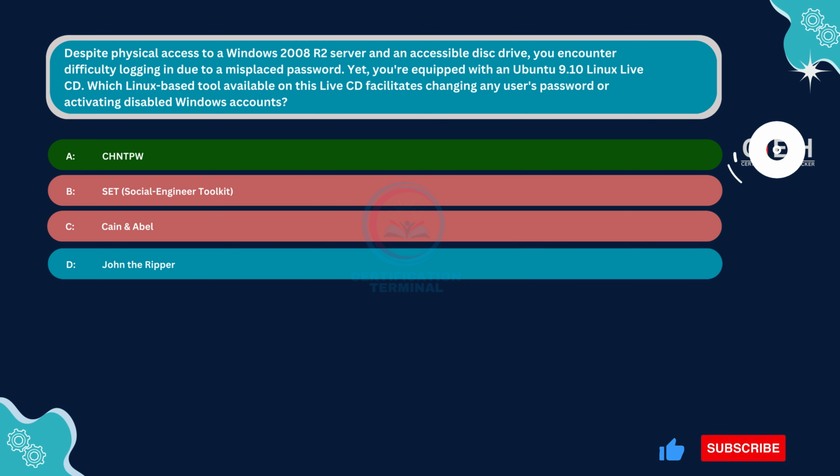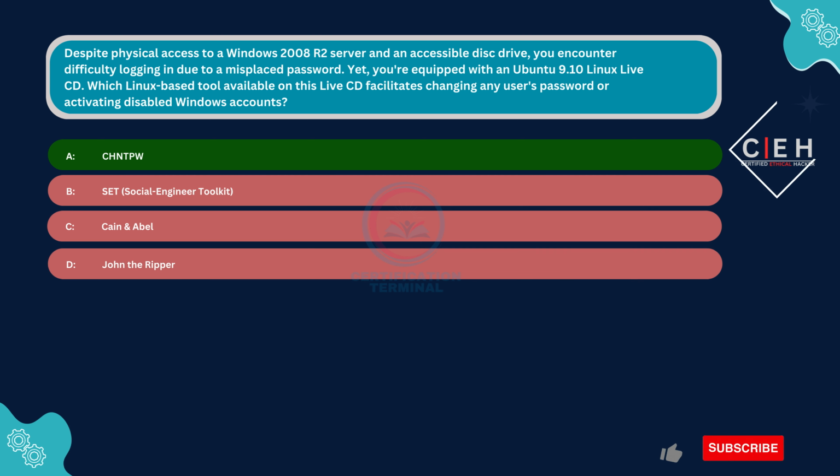Option C, Cain Enable, is incorrect. Cain Enable is a password recovery tool, primarily used for recovering passwords from various sources such as network sniffing, brute force attacks, and dictionary attacks. While it can be used for recovering Windows passwords, it is not specifically tailored for resetting passwords or enabling disabled accounts. Option D, John the Ripper, is incorrect.